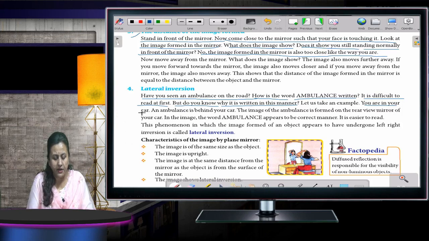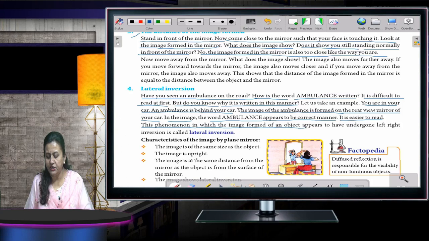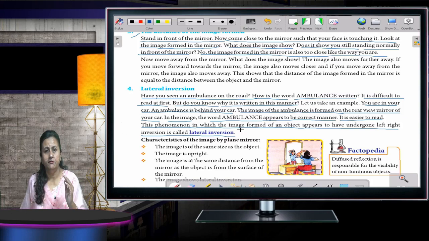So, you are in your car. An ambulance is behind your car. The image of the ambulance is formed in the rear view mirror of your car. In this image, the word ambulance appears in the correct manner. It is easier to read. This phenomenon in which the image formed of an object appears to have undergone left-right inversion is called lateral inversion. Why is it like that? Because in case the ambulance gets stuck in the traffic, we can see the image in the car mirror. So we would be able to read it very carefully and we would give way to the ambulance to go. Fine.